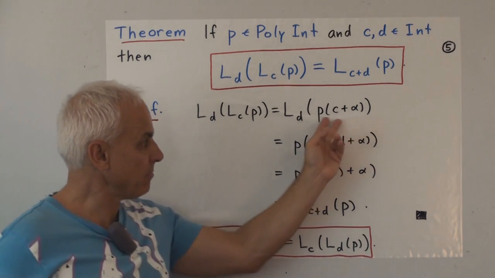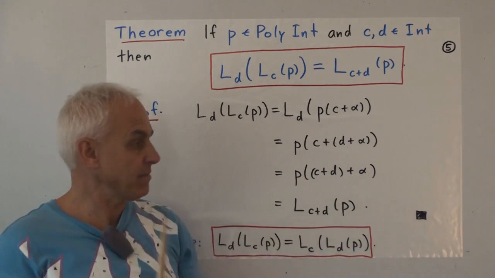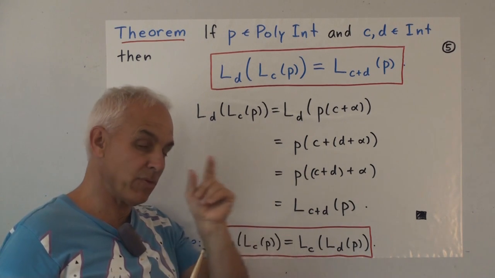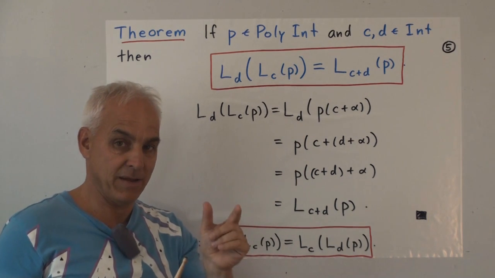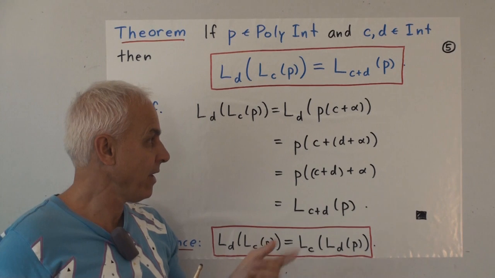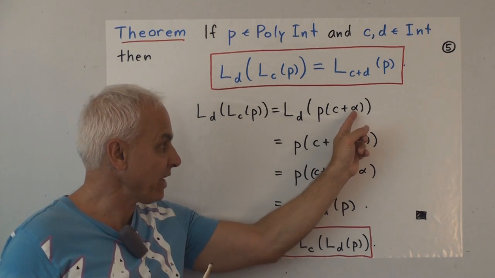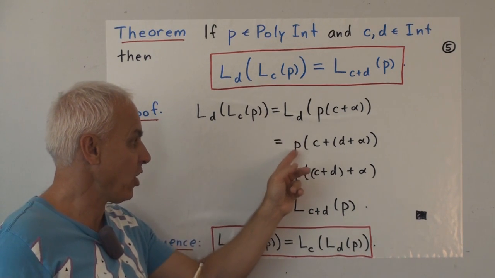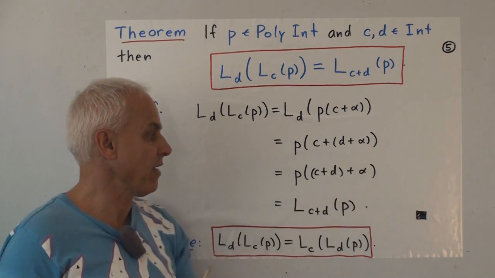Well, that's going to be a polynumber in alpha. You can write it out as a bunch of alphas. And when we translate it by d, it means we replace each of the alphas by d plus alpha. So we can just as well do it right here. We can just replace that alpha with d plus alpha. So it's p of c plus d plus alpha.